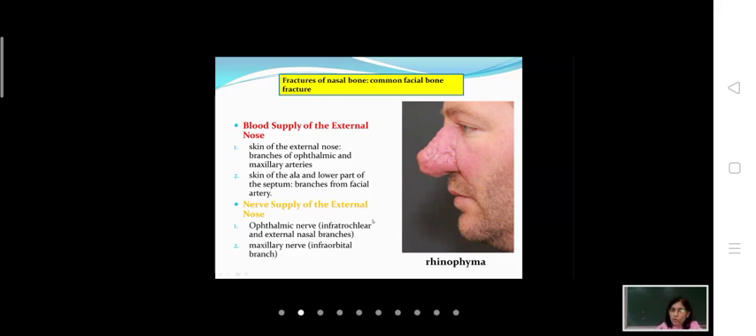The lower part of the nose, the skin of the lower part of the nose contains many sebaceous glands, which when enlarged due to infection, can give rise to a lobulated tumor-like condition, which is called rhinophyma. This is a disorder of the sebaceous glands of the external nose leading to a lobulated tumor of sebaceous glands called rhinophyma.